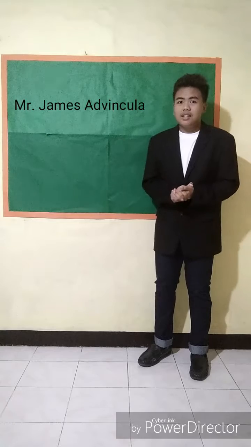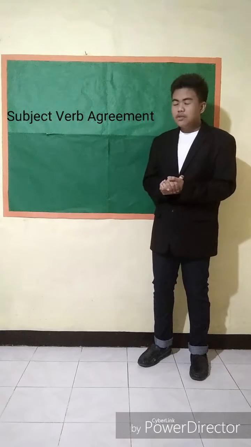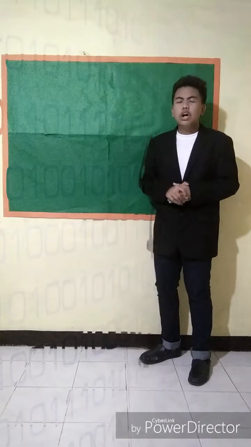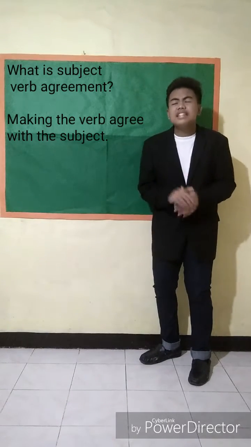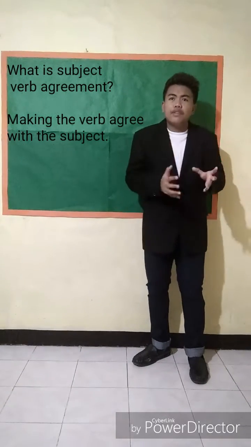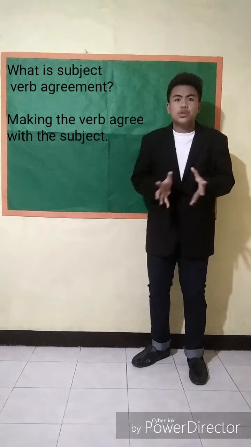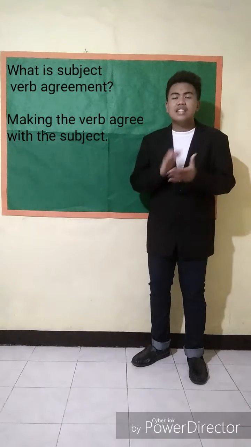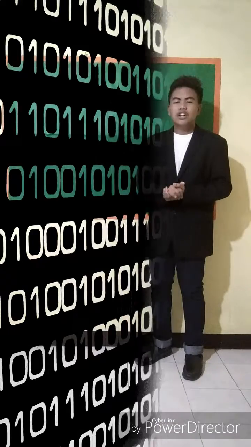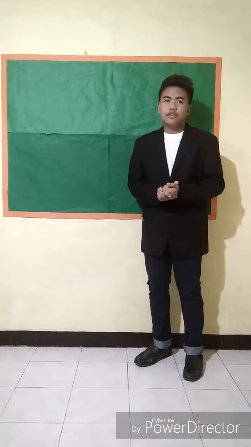Now we will discuss subject-verb agreement. What is subject-verb agreement? Subject-verb agreement means that in a sentence, a verb agrees with its subject, or a subject agrees with its verb. That's the subject-verb agreement. There are 20 rules of subject-verb agreement.